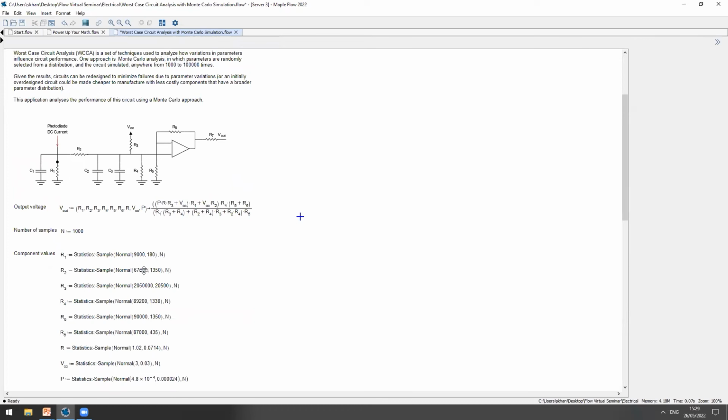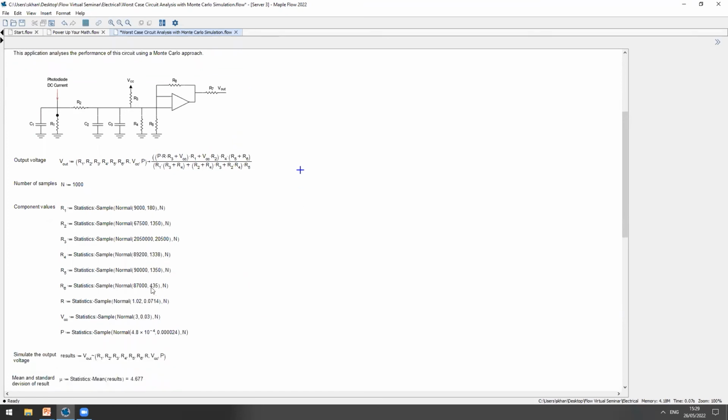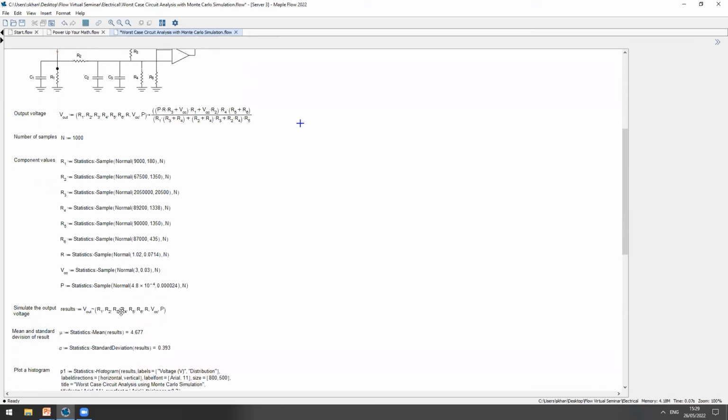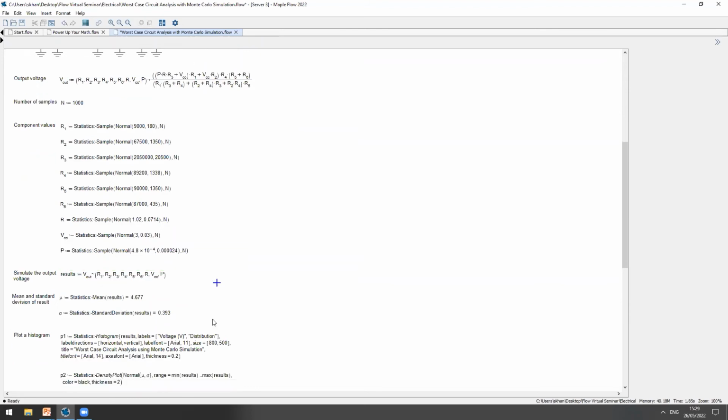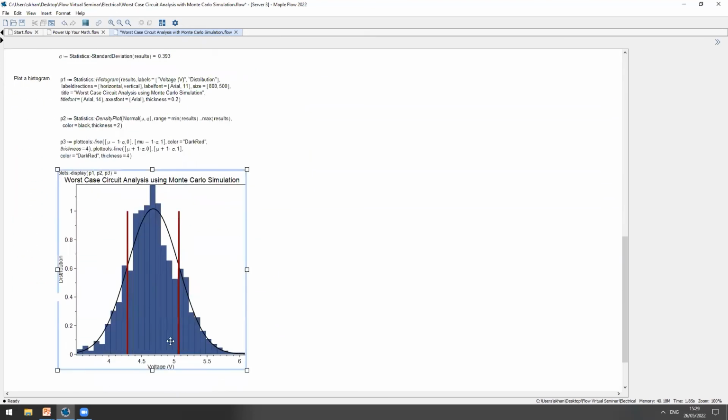You sample each probability distribution to end up with your randomized data, and then you simulate the output voltage of the circuit by calling this function with each of these sample data sets. You can then use MapleFlow's tools from the statistics package to extract the results, the mean and the standard deviation. And then if you're so motivated, you could create a plot that looks a bit like this.